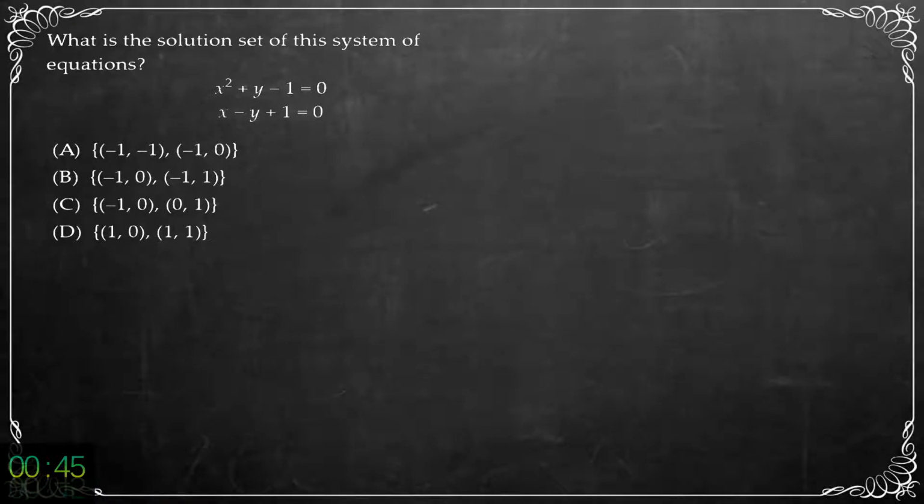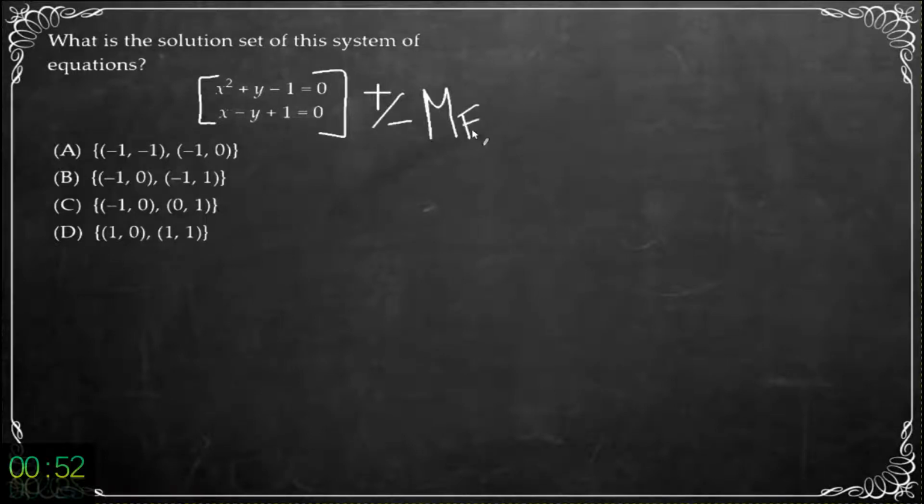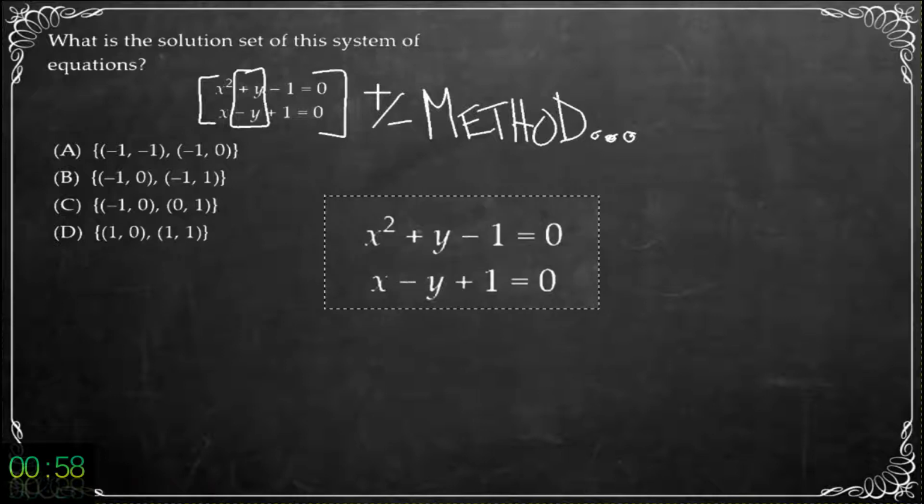What is the solution set of this system of equations? We're given x squared plus y minus 1 is equal to 0, and x minus y plus 1 is equal to 0. So it looks like the addition and subtraction method would work best because of that equal and opposite y that we've been given.